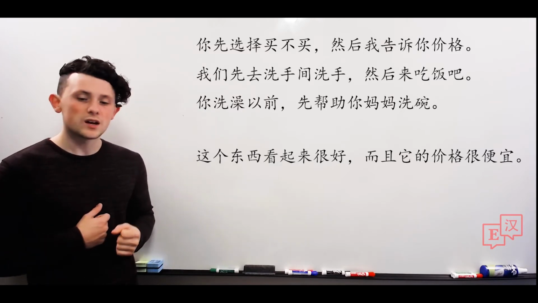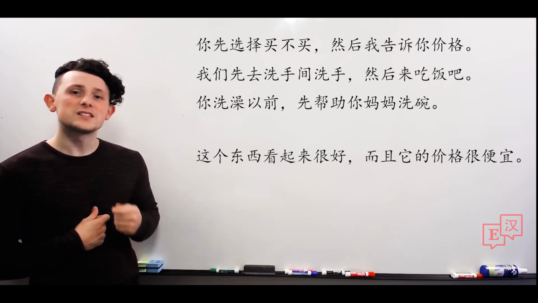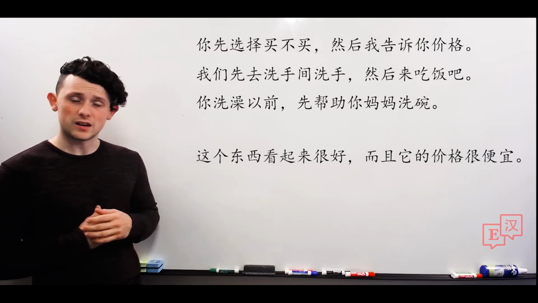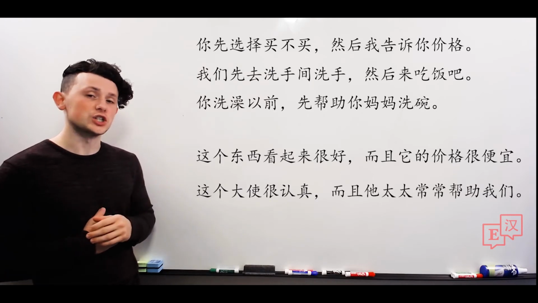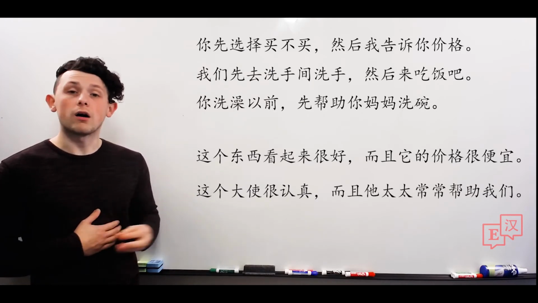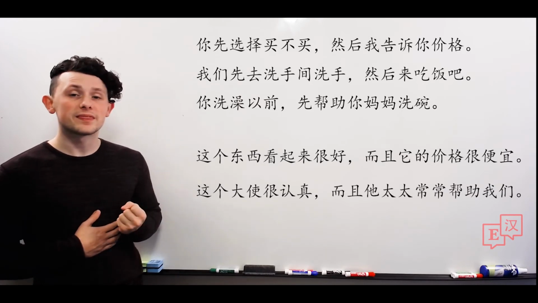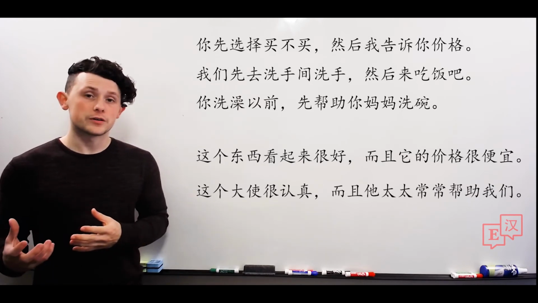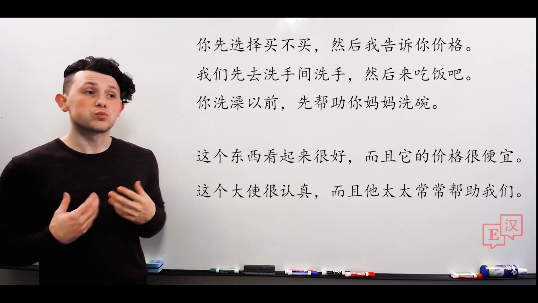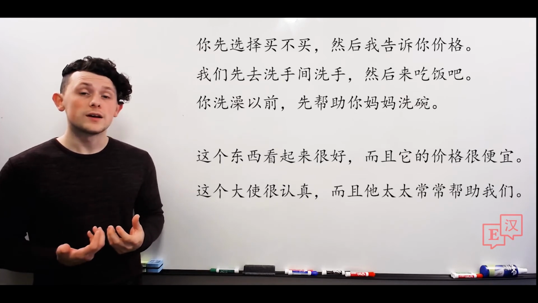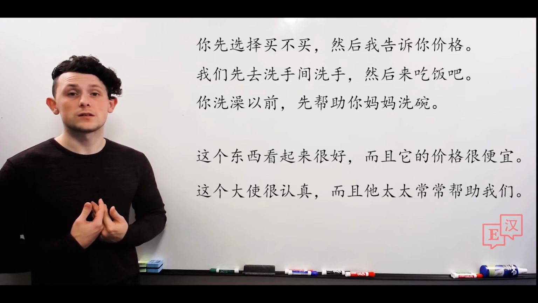这个东西看起来很好，而且它的价格很便宜。Another example. 这个大使很认真，而且他的太太常常帮助我们。So this ambassador, or this guy at the embassy, typically ambassador, the highest level, is really sincere, really genuine. Also, furthermore, his wife often helps us.